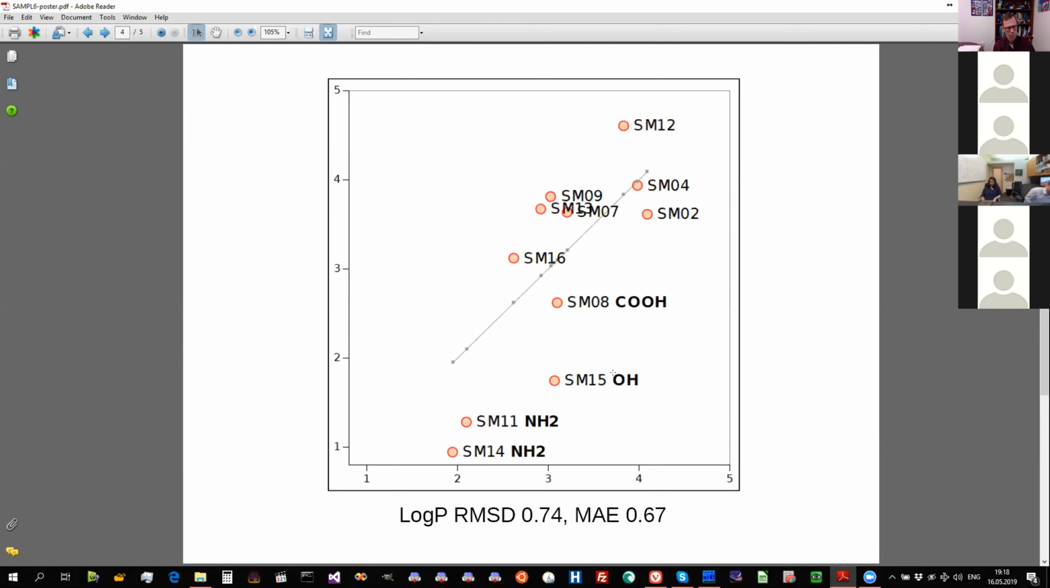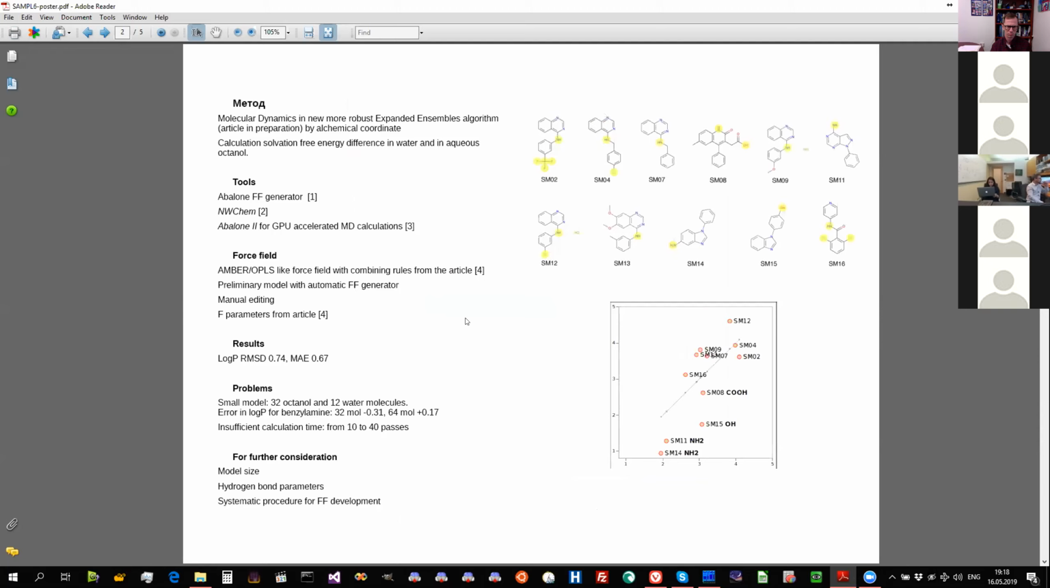In this plot, you can see the results obtained from these force fields. Root mean square deviation is not very bad here, but what we can see from this plot immediately, if you look at this side, is that all compounds that contain additional hydrogen bond groups are grouped on the right bottom side of this plot. So it's clear that something is wrong with the hydrogen bond here, and this should be a point for further development.